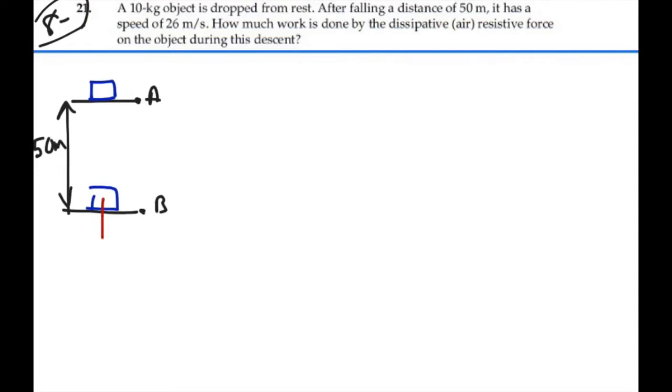Okay, let's imagine what's going on here. Let's say we have an object, and we're going to drop it from point A, and it's going to fall and eventually reach point B. And that distance between the two is 50 meters. And when it reaches point B, it's going to have a velocity going down like this.